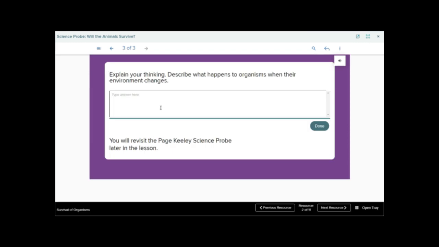You have to describe your thinking. What happens to any animal when the environment changes, or what happens to any plant when the environment changes? Choose any animal or any plant and write your answer over here. What will happen to them if the earth becomes too hot? What will happen to them if the earth becomes too cold, or if there is a flood, what will happen to those animals? Just choose any animal and tell about them.